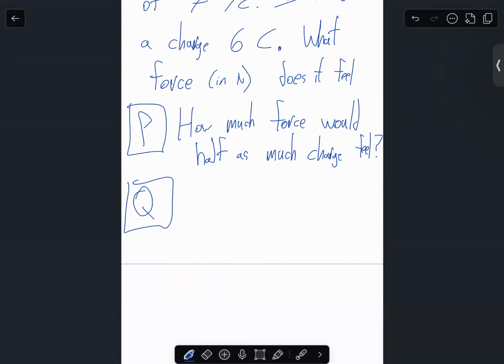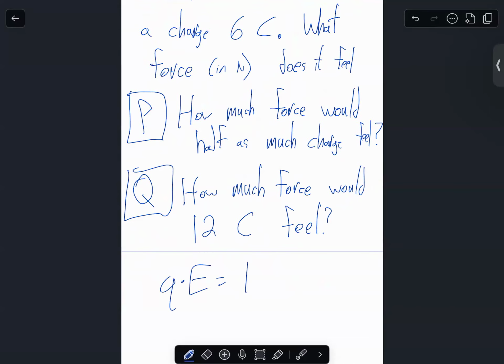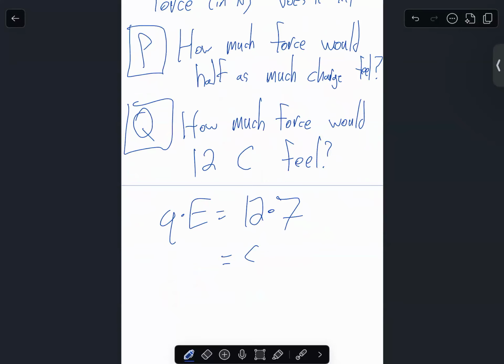So what if I have twice as much charge? How much force would 12 coulombs feel in that field? Okay, so if I have Q times electric field and Q is twice as great, and electric field does not change, I get twice as much as when I had 6. If 6 times 7 is 42, 12 times 7 is twice as much as 42. 84 newtons.